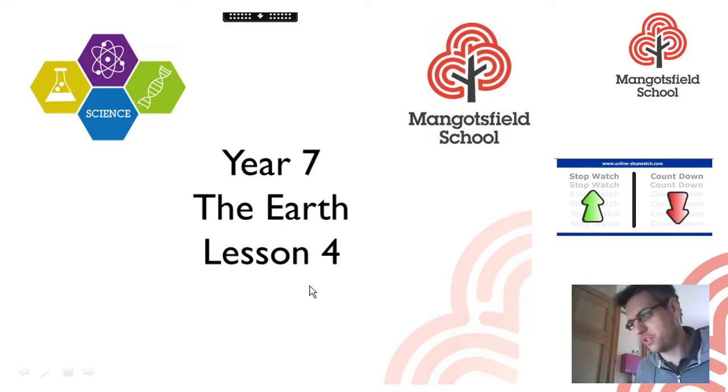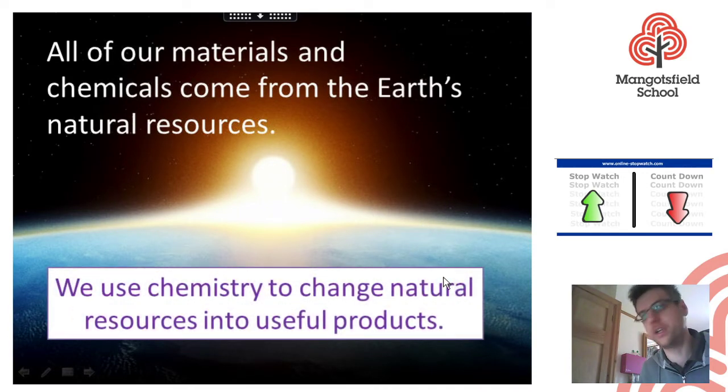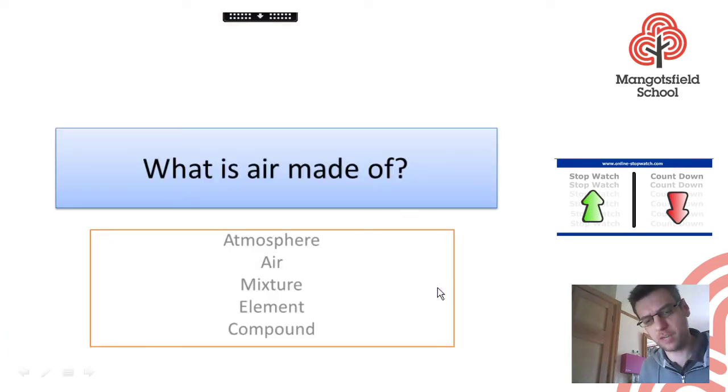Earth topic lesson 4. Here we go. Right, yes, so the Earth gives us natural resources. Today we're going to look at the atmosphere and the air, and we're going to see how we can use chemistry to turn natural resources into useful products. So today, what useful products can we get from the air, and what is air made of in the first place, and what substances can we get from the air which might be useful.